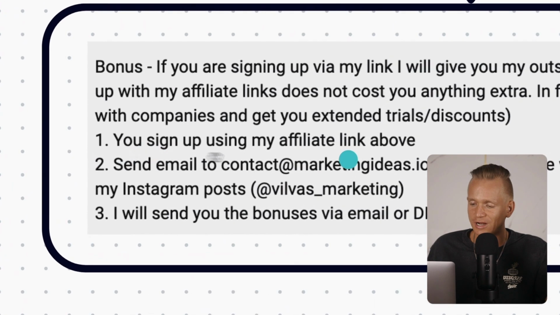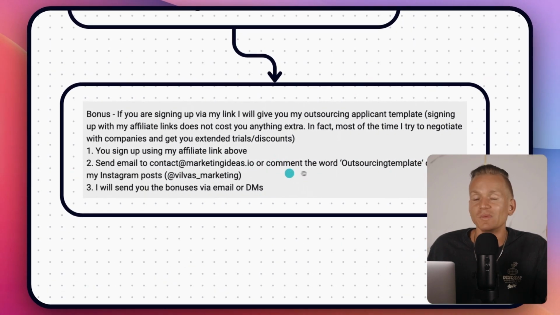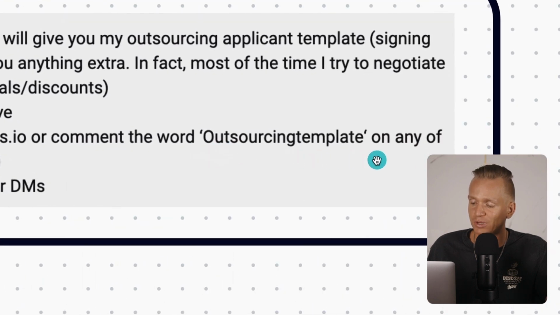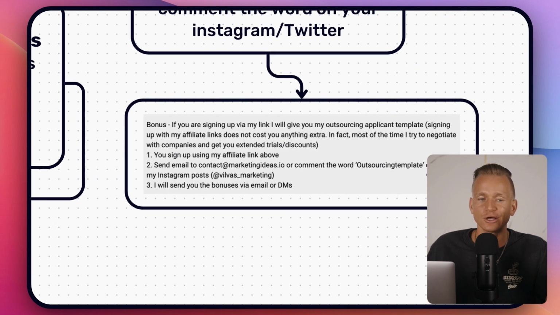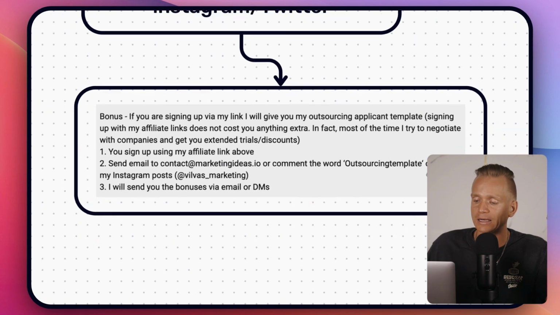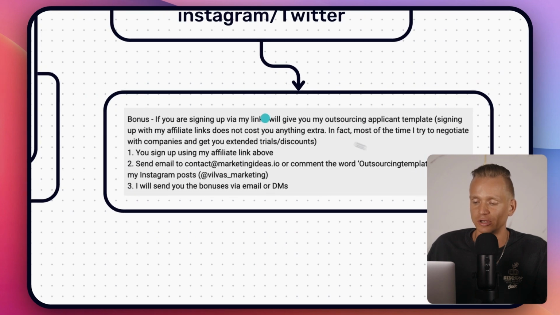So you sign up with my affiliate link, and here I have two different options. You can send me an email, but also to make it super easy for you, you can just go on my Instagram, and on any of my posts you can put the comment outsourcing template, and then I will give you my outsourcing template. That's going to make it way easier for you to hire people online. And I do ask to provide proof and stuff like that, but anyway, this is just a little example of how I get people from one platform to another.